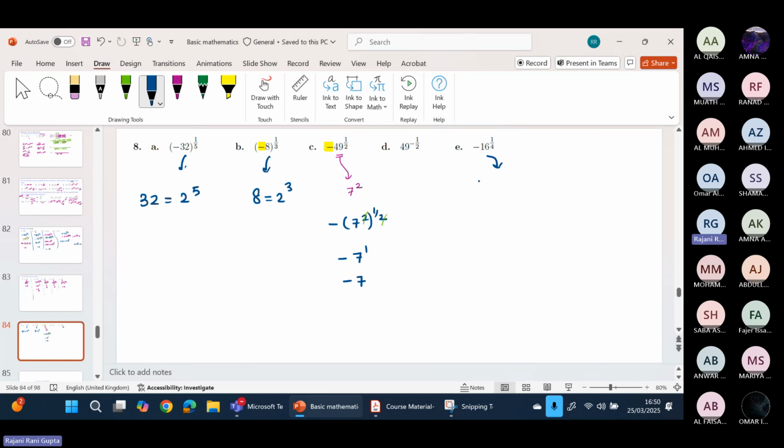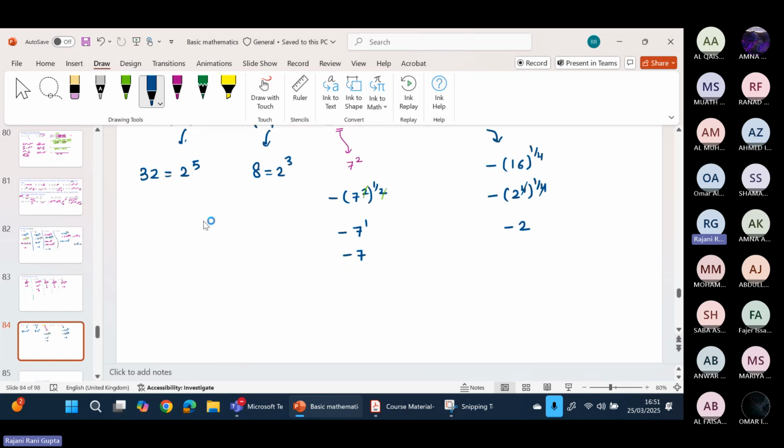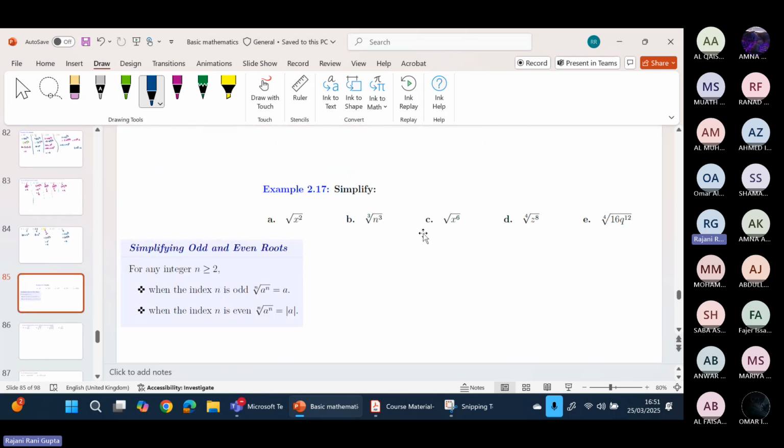This question also, you can write minus, and since there is no bracket, see here you have a bracket, so this power is for minus also, but here no bracket. So minus is outside. So it is same as writing like this. So this is minus 2 power 4, all power 1 over 4. Cancel, cancel gives you minus 2. Okay, you have all these questions in your book. I'm taking from your book.